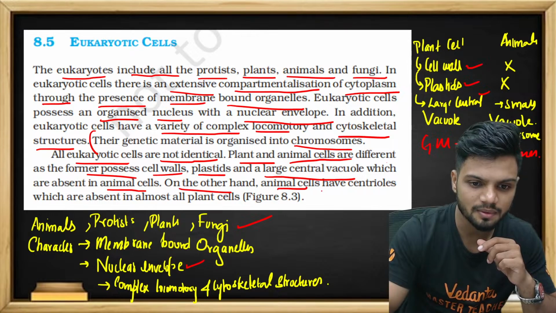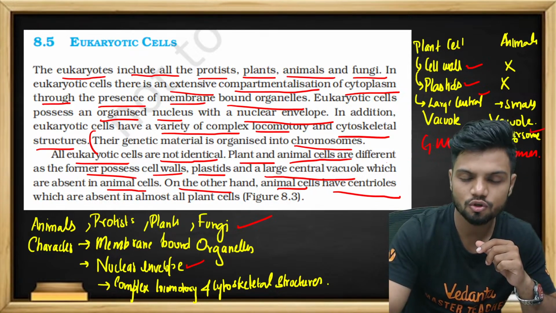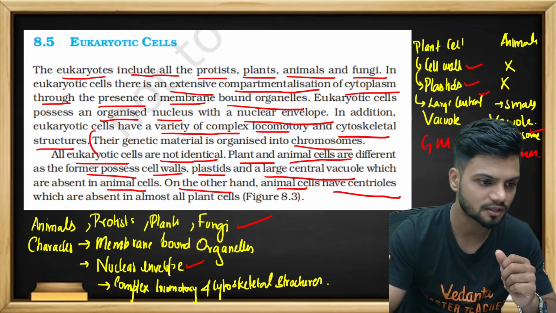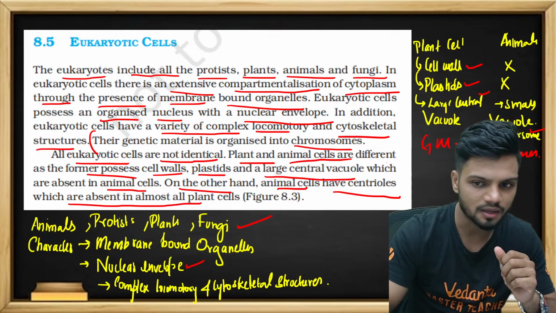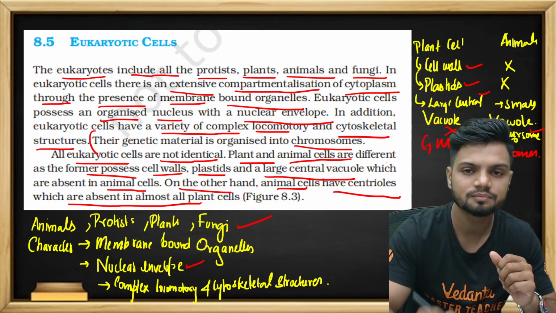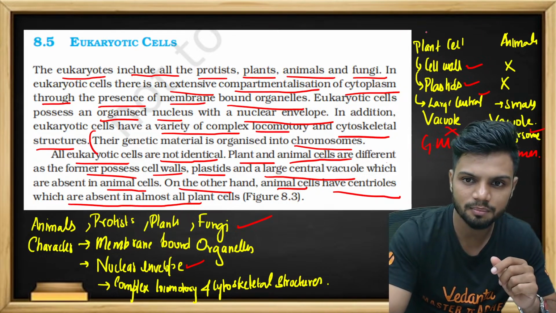On the other hand, animal cells have centrioles. See, centrosome is made up of 2 centrioles, right? Centrioles are absent in the case of plants. So, centriole is absent in the case of plants. This is a basic difference between plant cell and animal cell.